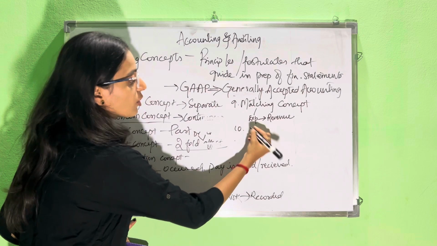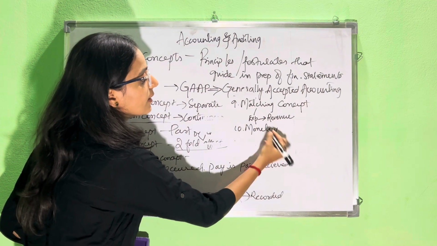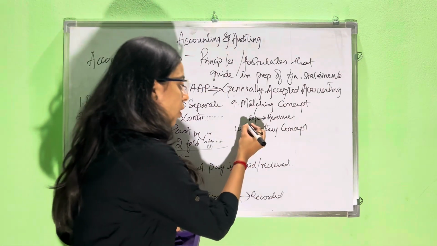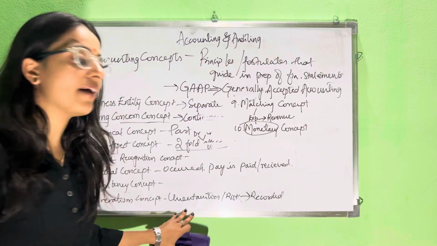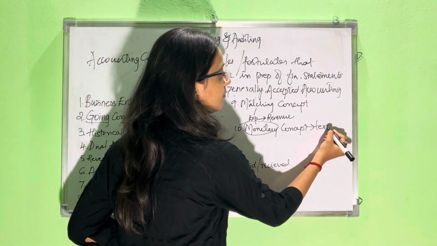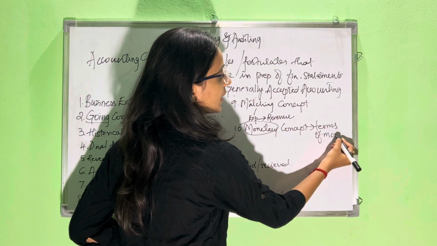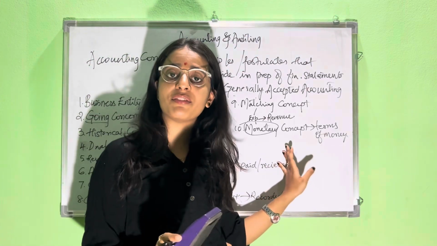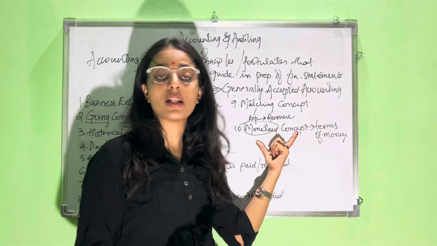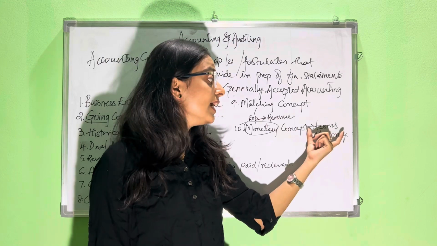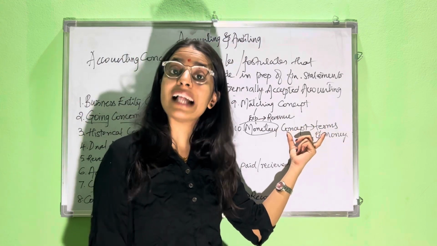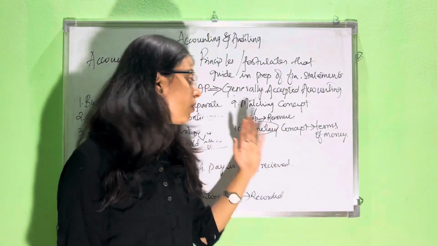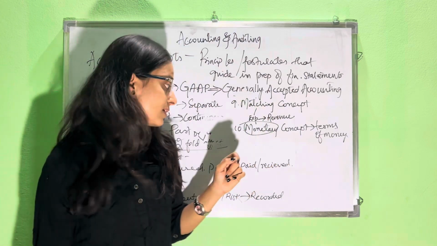One of the very important concepts is the monetary concept, monetary unit concept, monetary transaction concept. According to this, you have to record only transactions which can be expressed in terms of money. All the things which cannot be measured in terms of money are not recorded in our financial statements. Because of why? Because of this monetary concept. It records only the transactions which have monetary value.